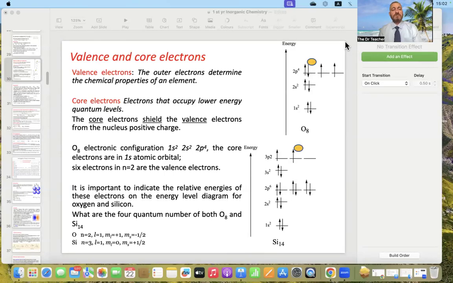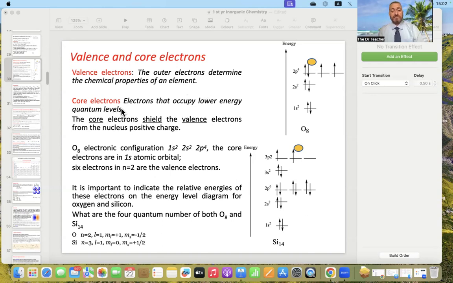Okay, so now we have valence and core electrons. As we see here, the valence electrons, the outer electrons, determine the chemical properties of the element. So these are the frontier of the elements, the electrons that are going to fight or engage, or, as we call it, determine the chemical properties.